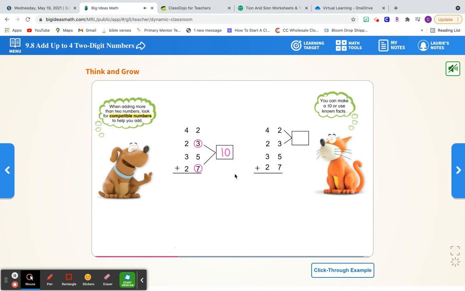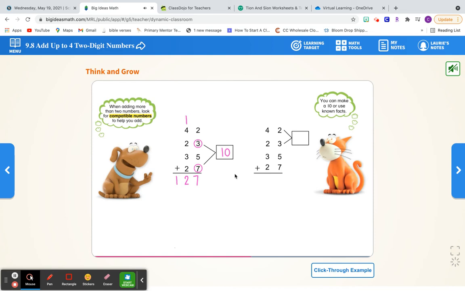Regroup 17 as 1 10 and 7 ones. Add the tens. 4 plus 2 plus 3 plus 2 plus 1 equals 12. So 42 plus 23 plus 35 plus 27 equals 127.